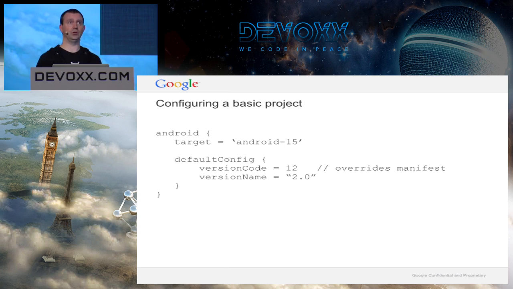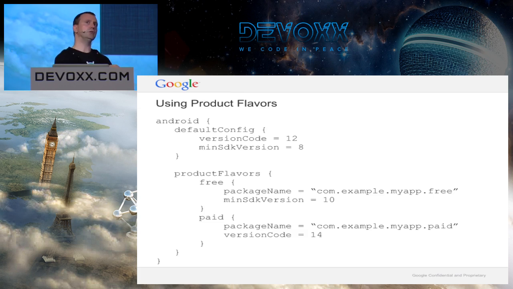This is a very basic project. You have the target that replaces whatever was in project.properties. And then you have default config, which is actually not necessary, but you can override manifest information here, package name, version code, min SDK version, things like that. The interesting thing here is that you could have some Groovy code that dynamically generates the version code based on maybe the day, if you want to have incremental builds, so you could just assign that here.